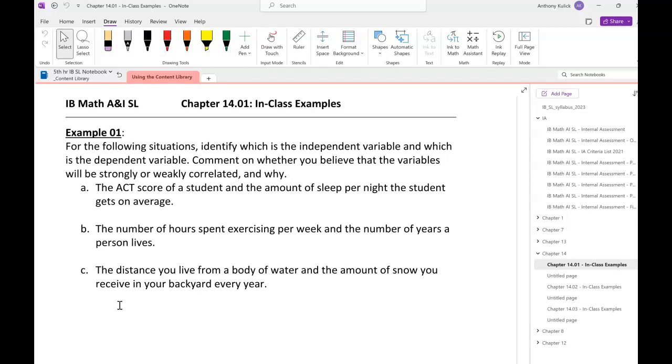I feel like that makes a difference. Okay. So can you name a place where you'd live really close to a body of water and not expect to get very much snow? Beach. If you lived in Florida, right? If you live in a tropical location, you can live right next to the water, and you're not getting any snow, right?